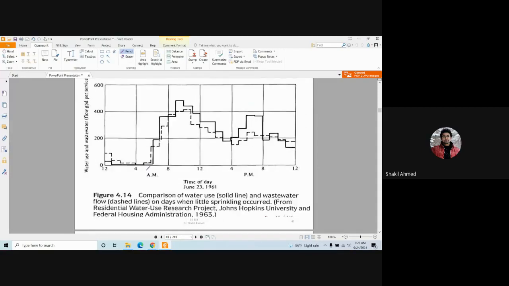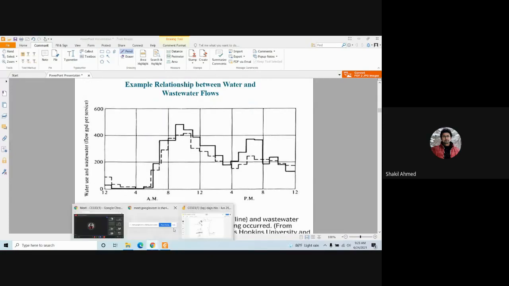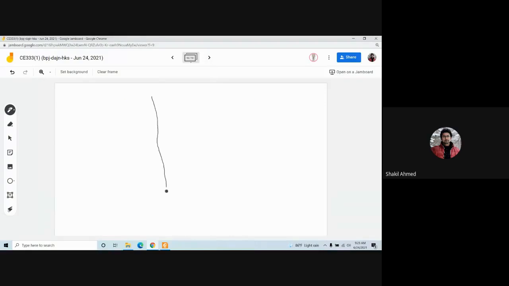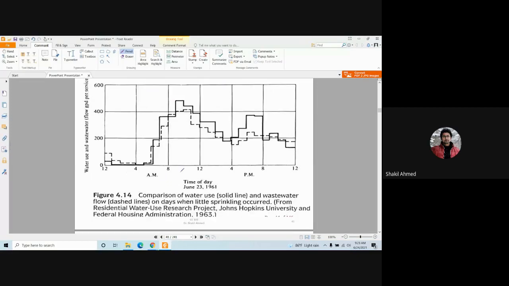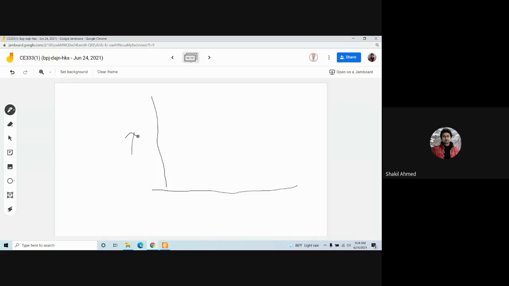Now I already showed you once that in a residential area, the wastewater flow is not like throughout the 24 hours, it's not uniform, it varies, right? Water usage and wastewater flow. First of all, if you look at the freshwater usage characteristic, this is the Q, freshwater usage, and this is the time, for example, from 12 a.m., 6 a.m., 12 p.m., again 12 a.m. So the maybe is like this, right?